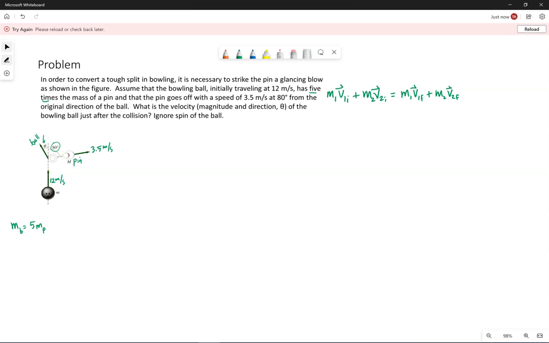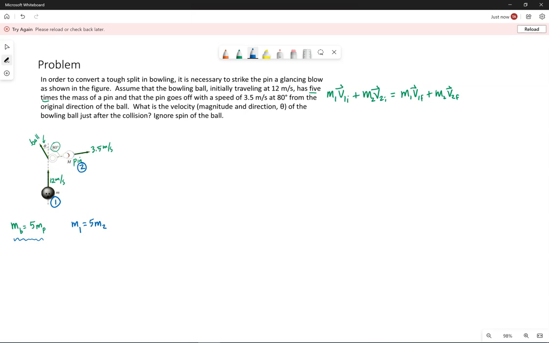So we need to decide which object we're calling object 1 and which object we're calling object 2. It doesn't really matter. What matters is that we are accounting for the momentum, so mass times velocity. So if we say the ball is object 1, that will make the pin object 2. So this relationship between their masses, we could say mass of object 1, the ball, is equal to 5 times mass of object 2, the pin.